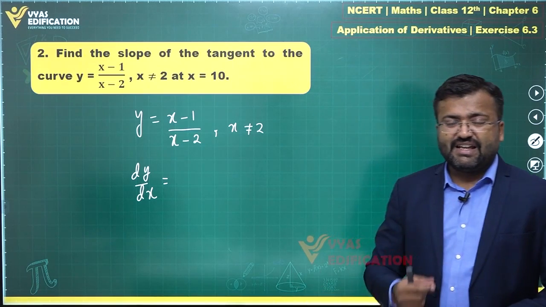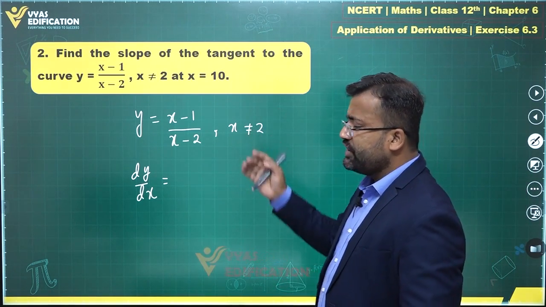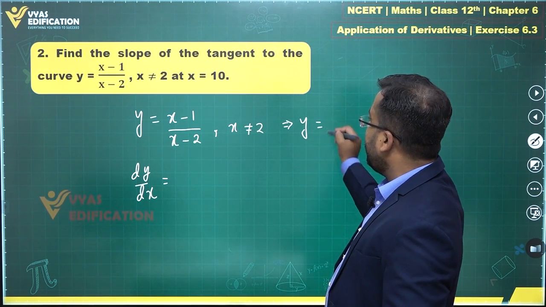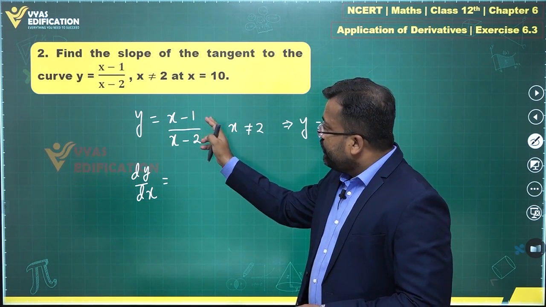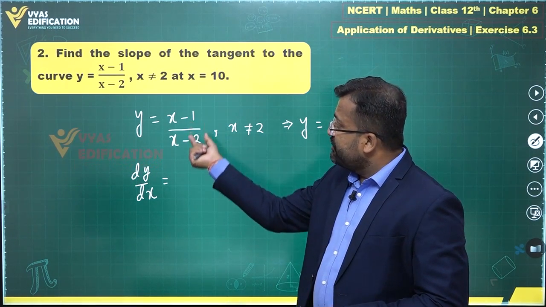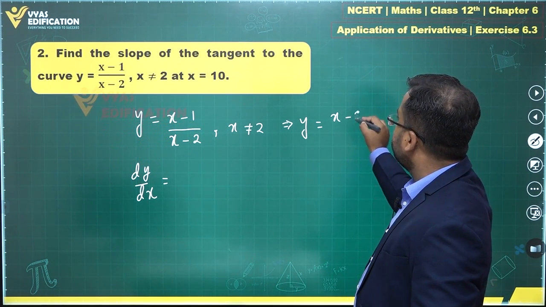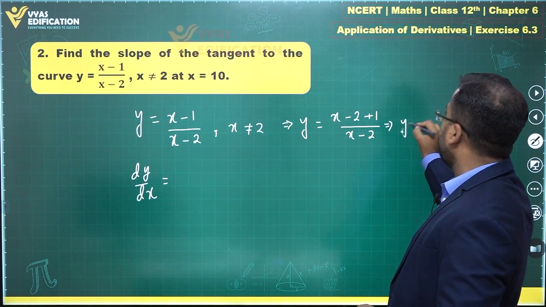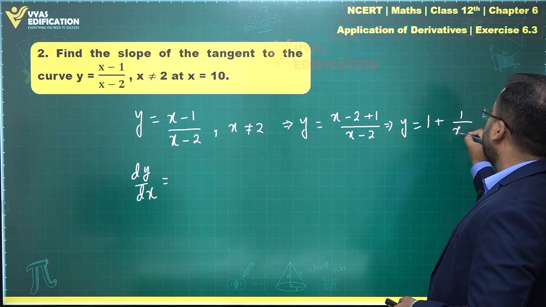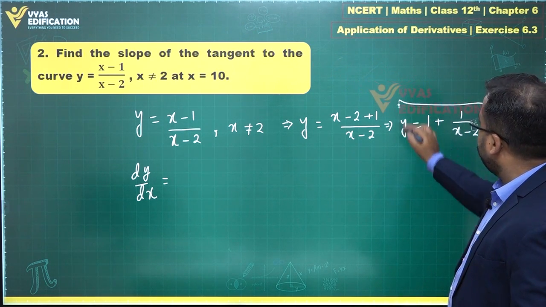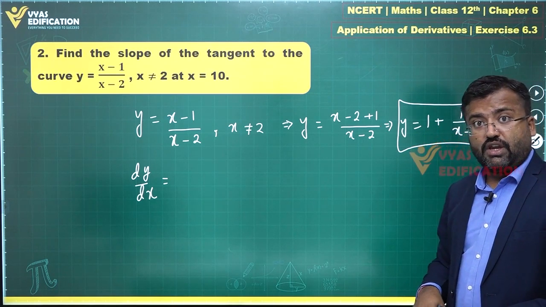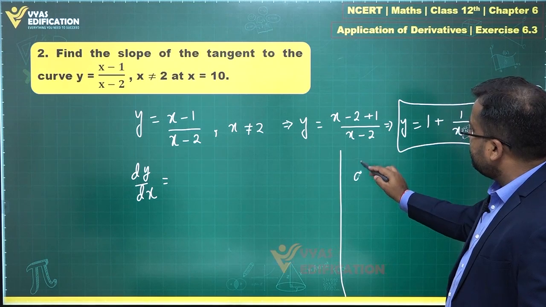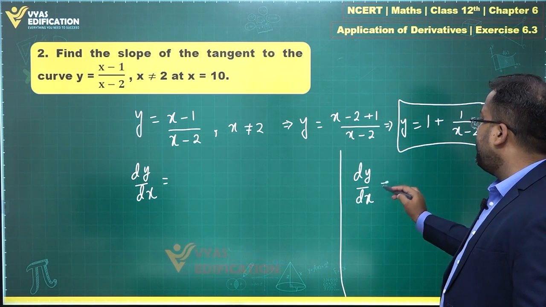Now for finding dy by dx, there can be two approaches. One is you apply the quotient rule, and another could be that you could probably write this y differently. The numerator can be written as x minus 2 plus 1, in terms of the denominator. So the numerator is (x minus 2 plus 1) over (x minus 2), which tells me that y is equal to 1 plus 1 over (x minus 2). So the value of y is this. Dy by dx can be found directly from there.